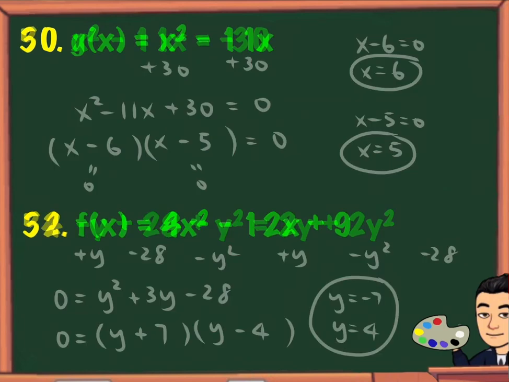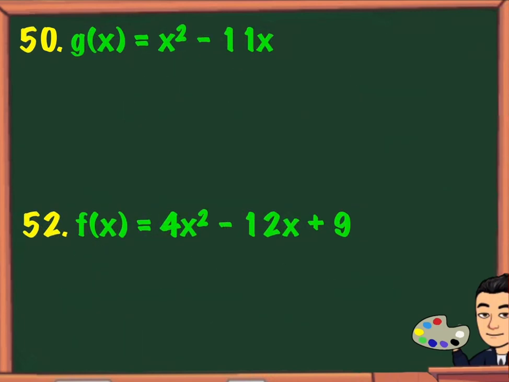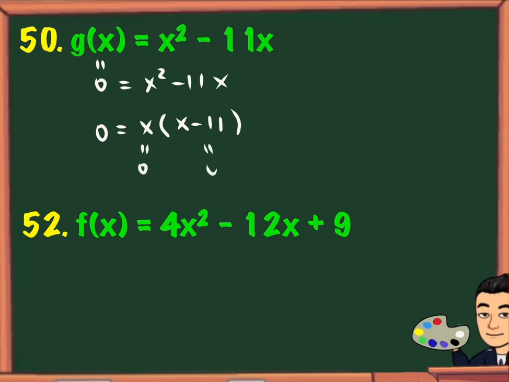Those are your answers. So for number 50, in order to find the zeros of the function, you want to set g of x equal to 0. So 0 equals x squared minus 11x. Let's factor that. So 0 equals, factor out the x, so x times x minus 11. Which means that x is equal to 0, and x minus 11 also equals 0. So x equals 0, this is already known, but x minus 11 equals 0 makes x equal to positive 11. So these are your solutions.